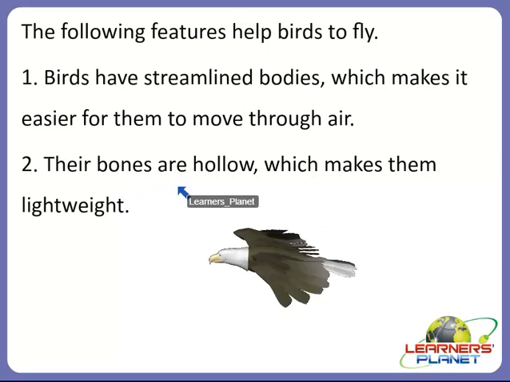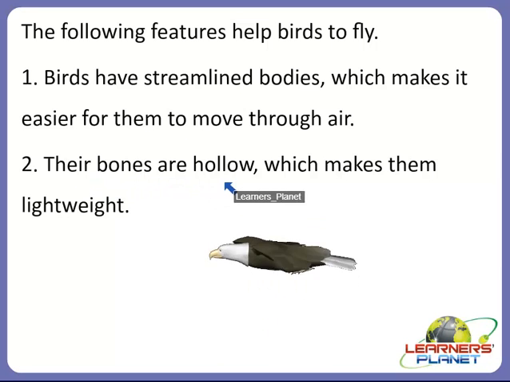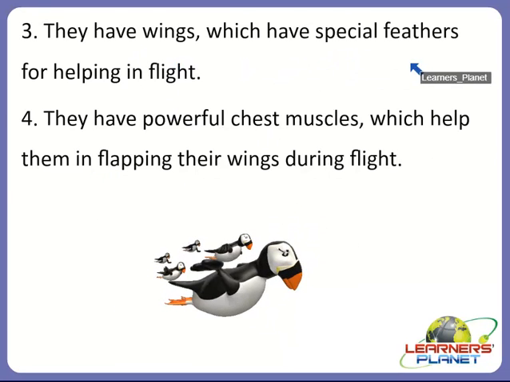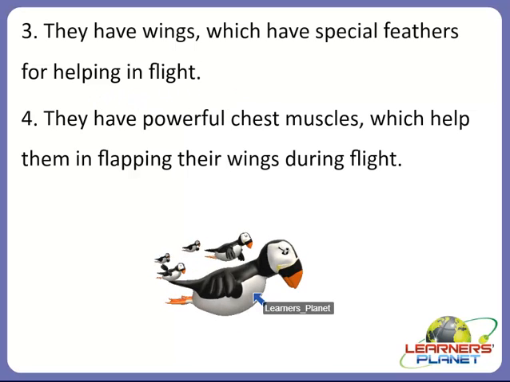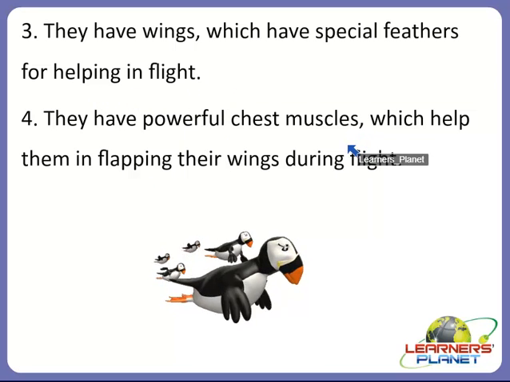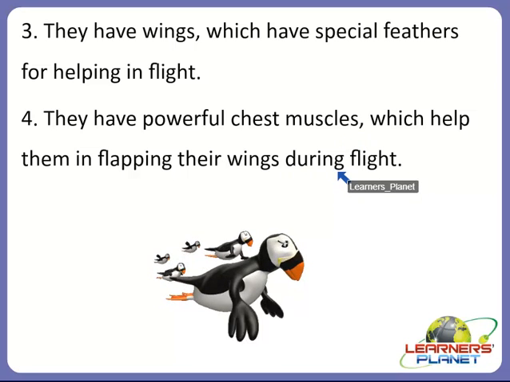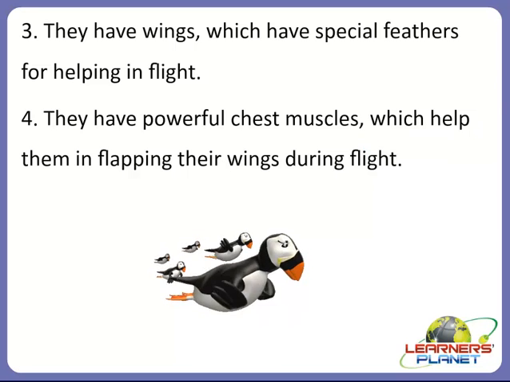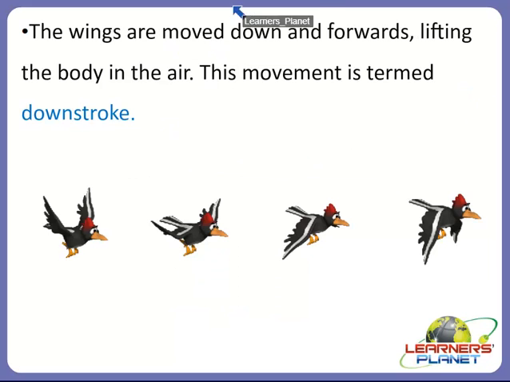Second thing about birds is that their bones are hollow, which makes them lightweight, and they have wings which have special feathers for helping in flight. They also have powerful chest muscles which produce the up and down movement and help them in flapping their wings during flight. The other thing about the birds are their wings. Their wings are moved down and forwards.